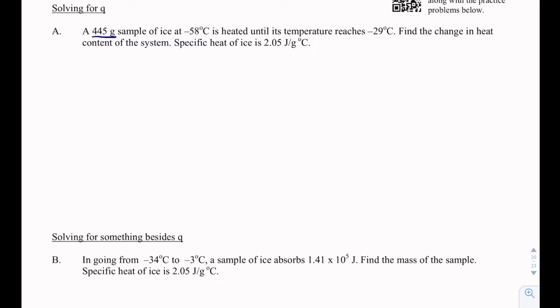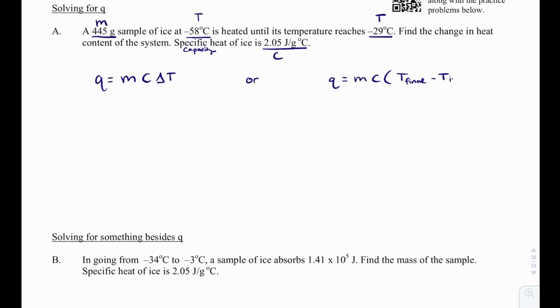Okay, we're given 445 grams, that's a mass. Negative 58 degrees Celsius, that's a T. Negative 29 degrees Celsius, that's a T. And then the specific heat of ice, specific heat capacity, that is C. Our formula, we're going to write Q is equal to MC delta T, or we can also write Q is equal to MC, the final temperature minus the initial temperature.